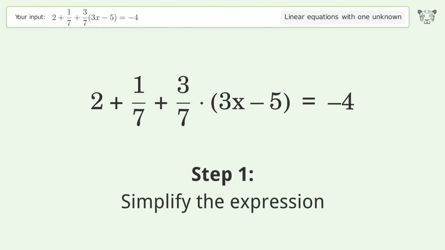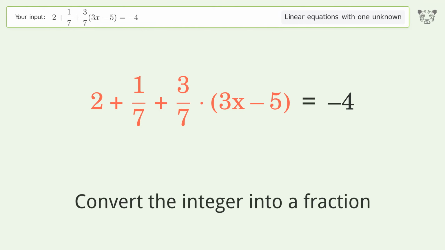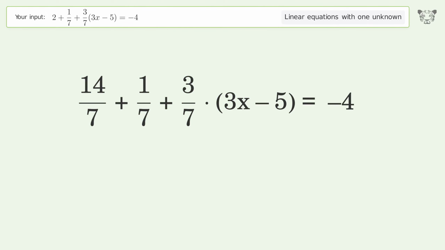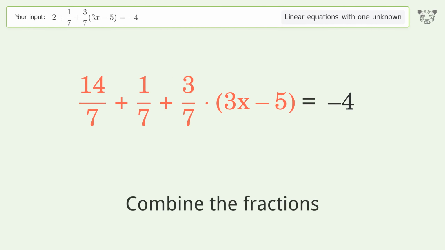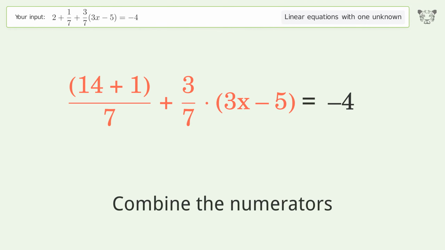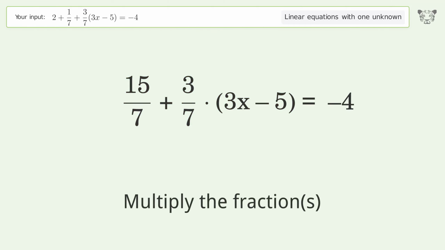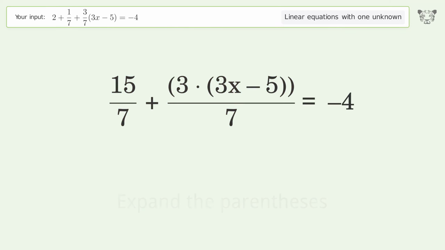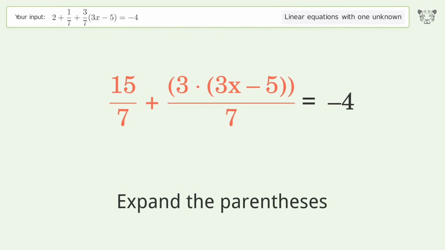Simplify the expression. Convert the integer into a fraction. Combine the fractions. Combine the numerators. Multiply the fractions. Expand the parentheses.